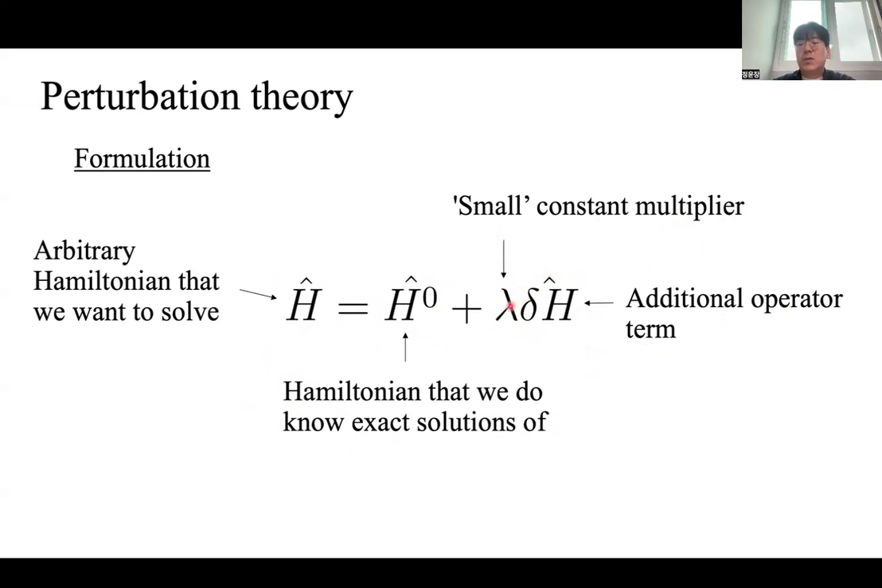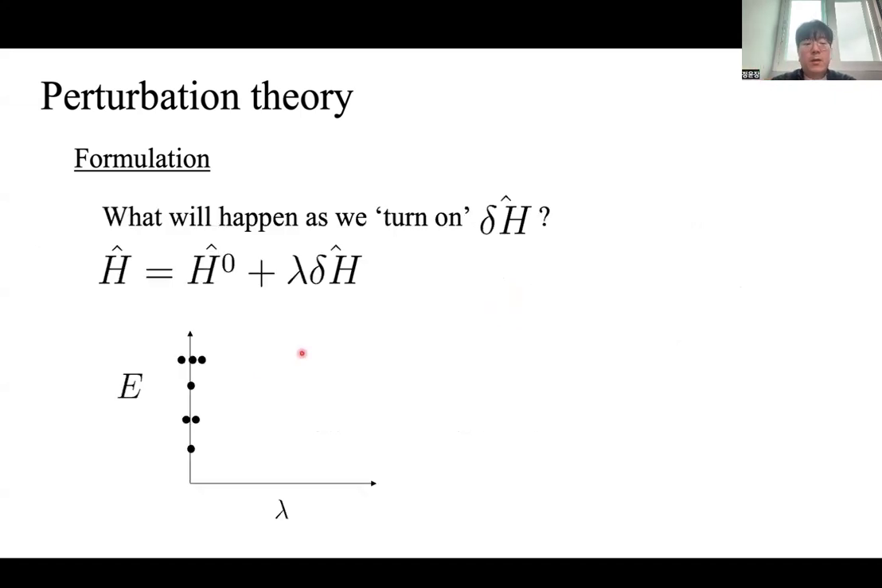This is important because it allows us to approach this problem mathematically. We're going to start from the point when lambda is very small, or lambda is 0, and then we're going to start increasing lambda and see what happens. Okay? So this is the problem as I just said. Since when lambda is 0 we don't have this term, we know the exact solution for this H0. So we know the exact energy levels here. We know where they are. And the question is, what happens as we turn on this delta H? In other words, what happens as we slowly start to increase lambda from 0?